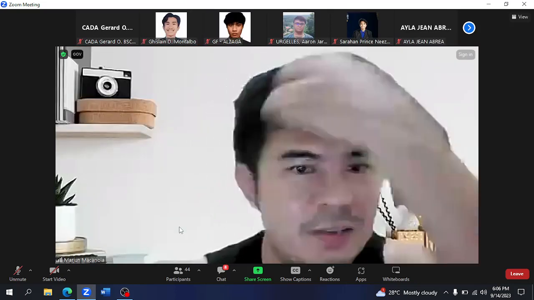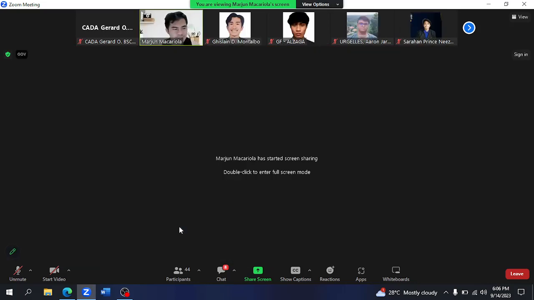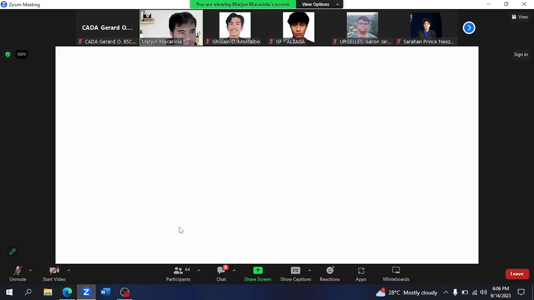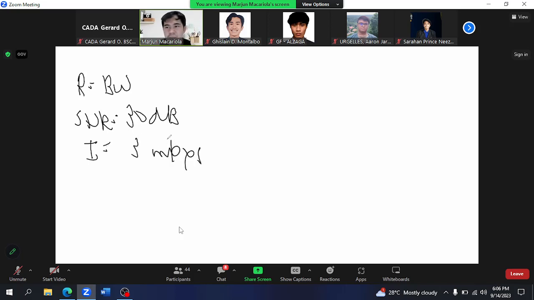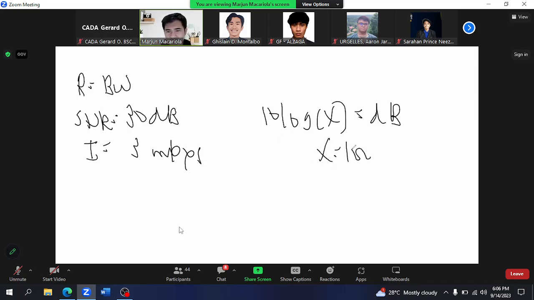Share screen. Okay? So required is bandwidth, and ang given natin ay signal to noise ratio of 30 dB, and your information capacity is 3 Mbps. Okay? Again, first step is to convert the signal to noise ratio to its normal value. So that is 10 log x is equal to dB. So that is, nasolve na natin kanina, x is equal to 1,000.